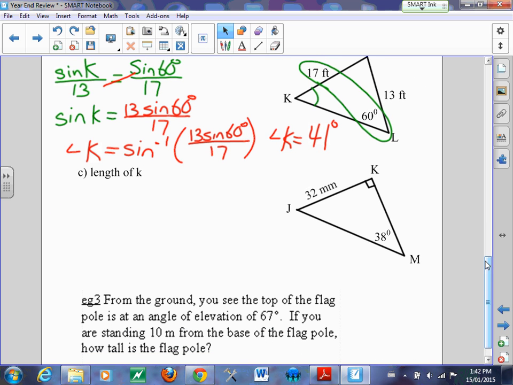Next one, length of K. So remember, it's a lowercase, so that's a side. So length of K is always opposite the angle K. Look at this triangle, folks. Do we have a right triangle? Yes, we do, because there's a 90. Do we have an angle? Yes, that tells us we're using SOHCAHTOA.